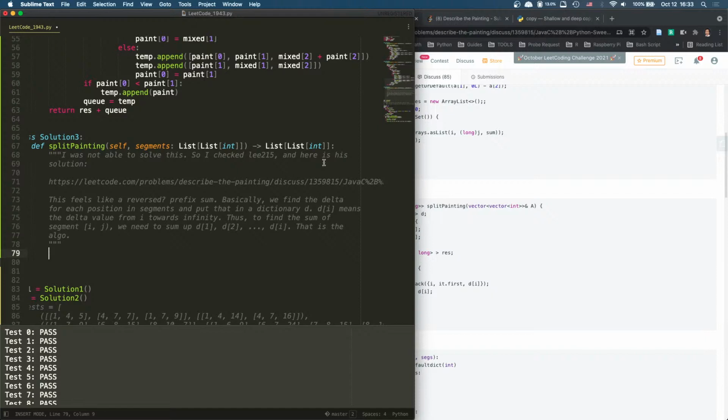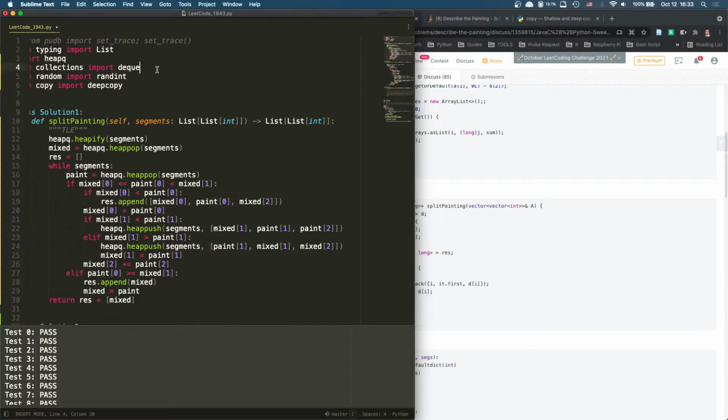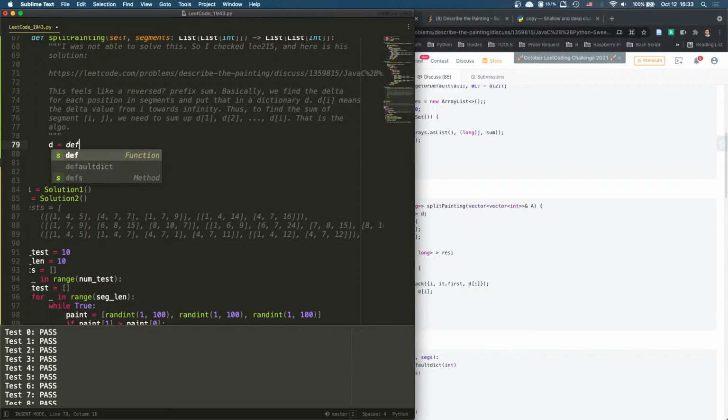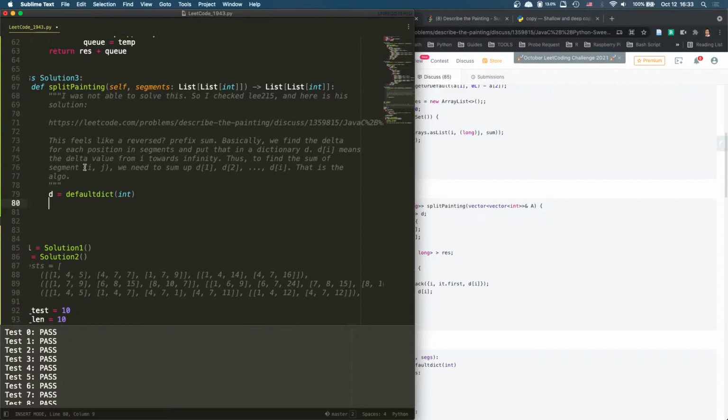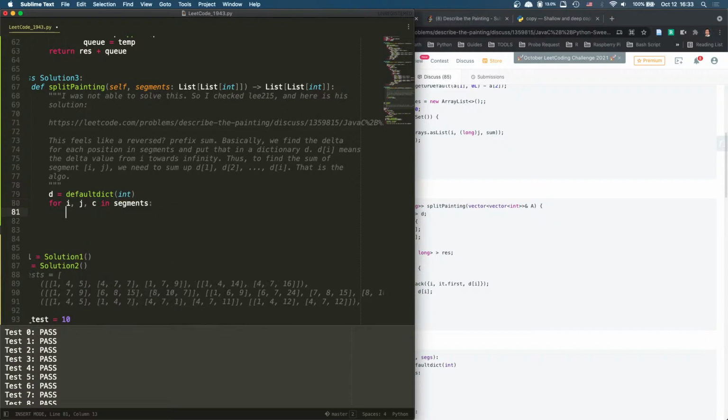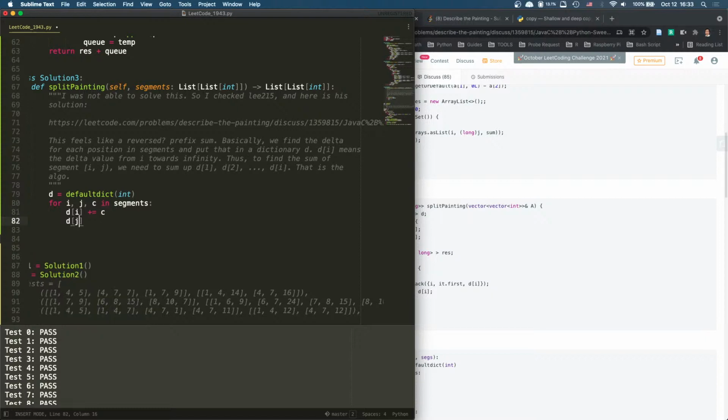So we want to use exactly the same way that he wrote it. Yeah, we can use defaultdict. Let's use the same thing. All right, so d equals defaultdict int, right? And then we need to find the deltas. So find the deltas with for i, j, color in segments: d[i] plus equals c, and d[j] minus equals c.